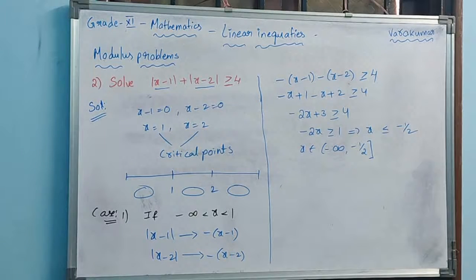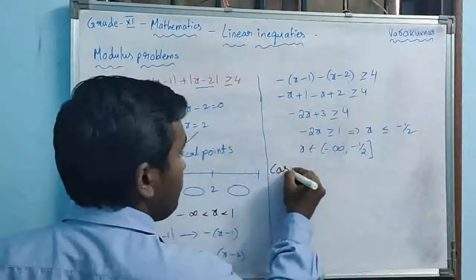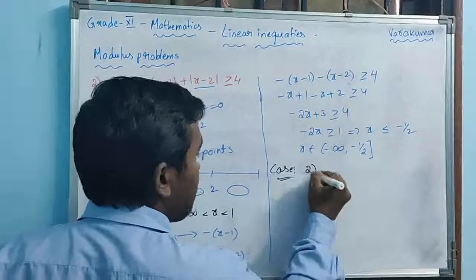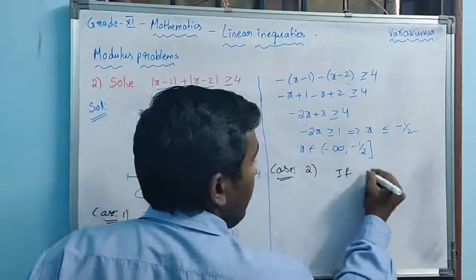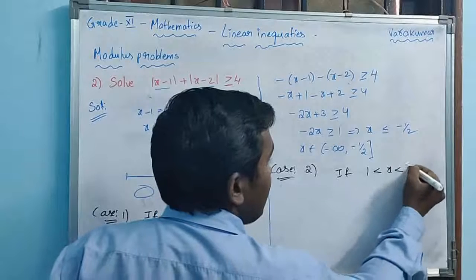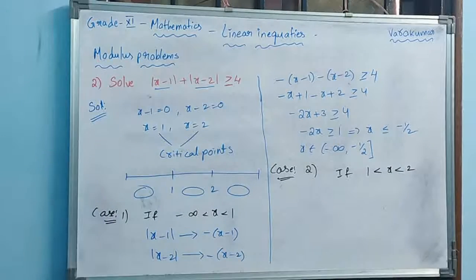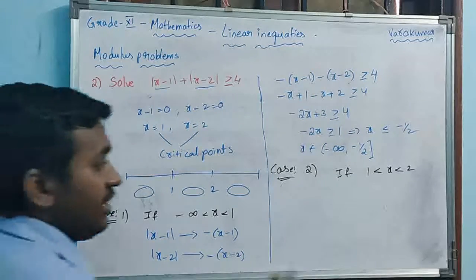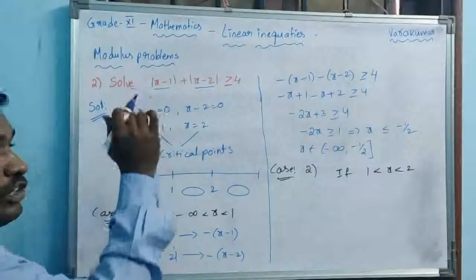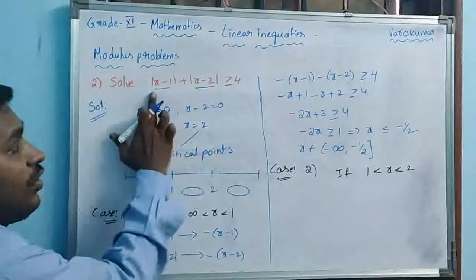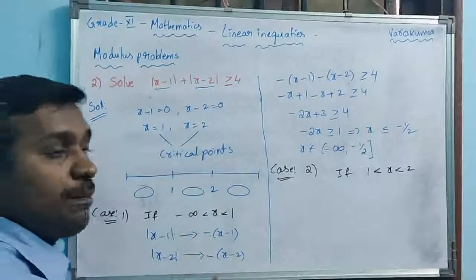Now I am going to case number 2. Case 2 says that x lies between 1 and 2, so 1 < x < 2. It means 1 above but 2 below. So 1 above, suppose you take 1.5, substitute: 1.5 - 1 which is 0.5.